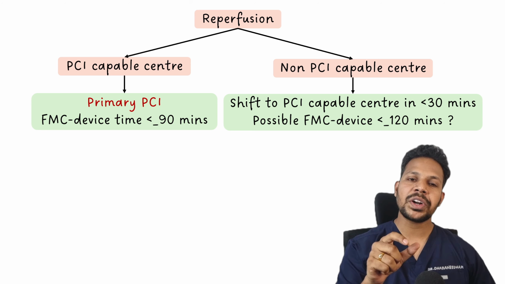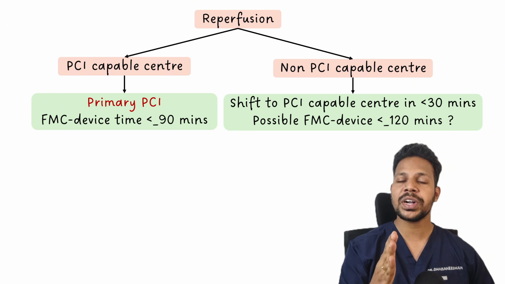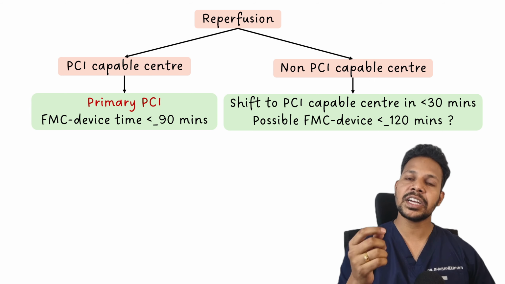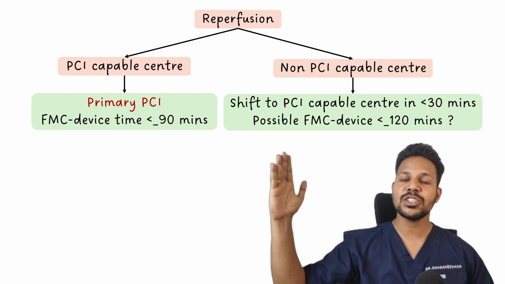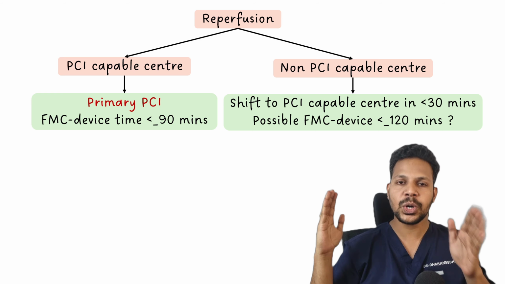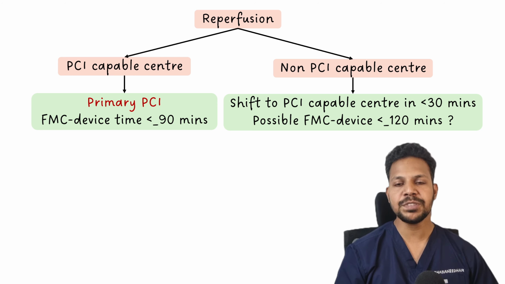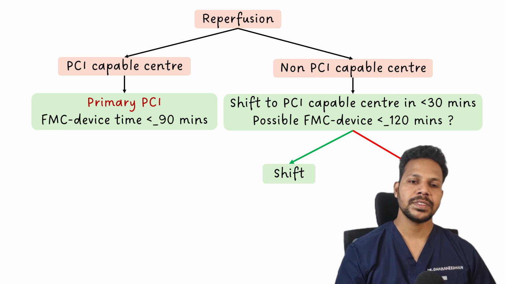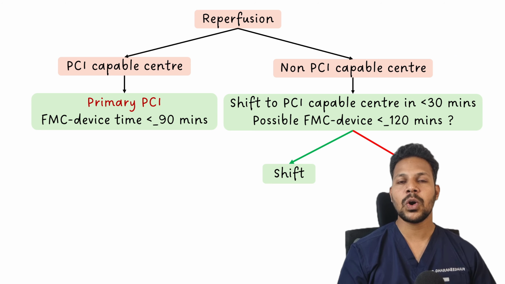And the first medical contact to device time should be maintained less than 120 minutes. That is, the first medical contact is at your hospital and the angioplasty is at some other hospital, but the time interval between these two should be maintained less than 120 minutes. If it is possible, then shift the patient. If it is not possible, that is, there is no nearby hospital and you cannot maintain the first medical contact to device time to less than 120 minutes, then do fibrinolysis in that patient.